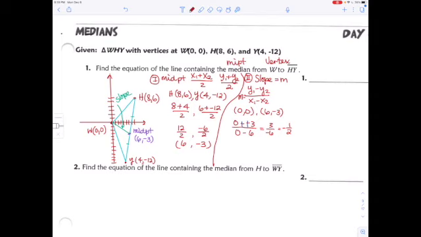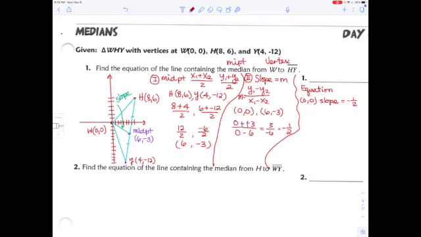Then the third step is writing the equation. To write this equation, you are going to need a point, which is any point on the line of the median. I can use 0, 0, or I can use 6 comma -3. So I'm going to use 0, 0, and my slope is going to equal -1 over 2.